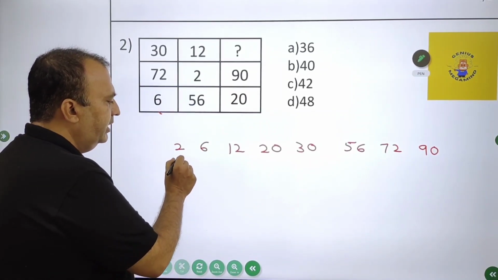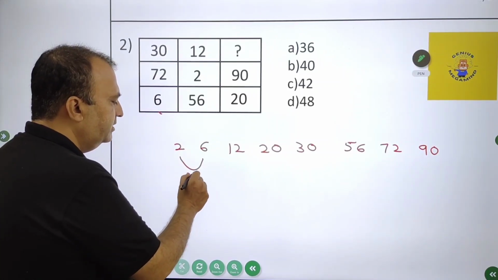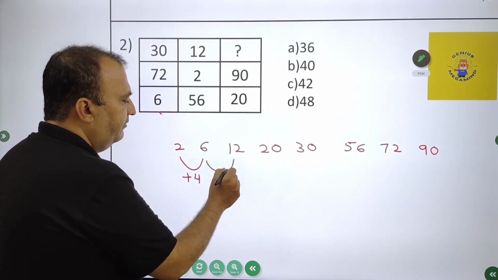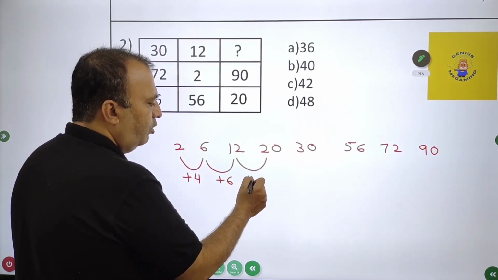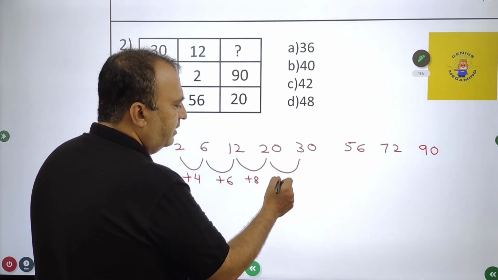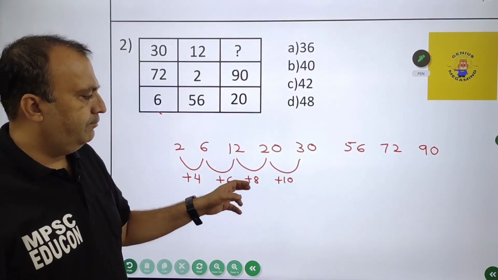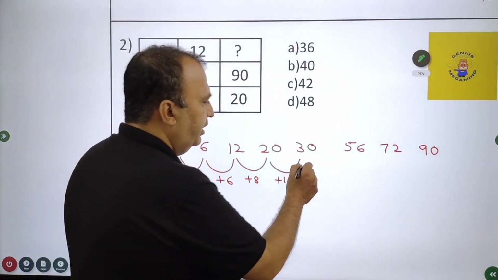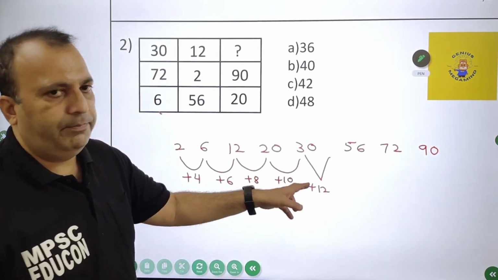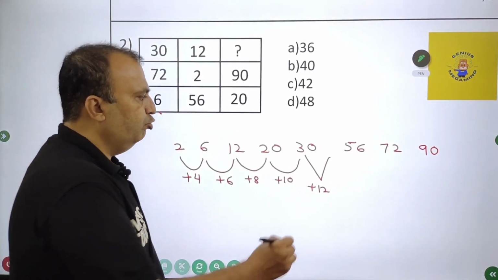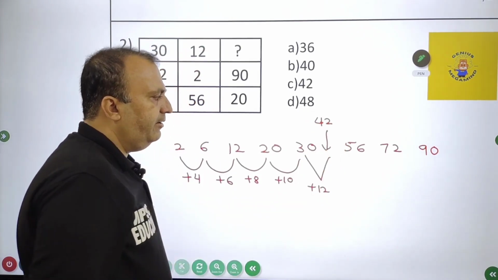Initially, what I am going to find out is the difference between these 2 numbers. It is nothing but plus 4. Then the difference between these 2 numbers is 6. Then the difference, my friends, is plus 8. Then the difference comes out to be plus 10. So plus 4, plus 6, plus 8, plus 10. So it has to be plus 12. So 30 plus 12 will be 42. So 42 will be the answer which will come in between 30 and 56.